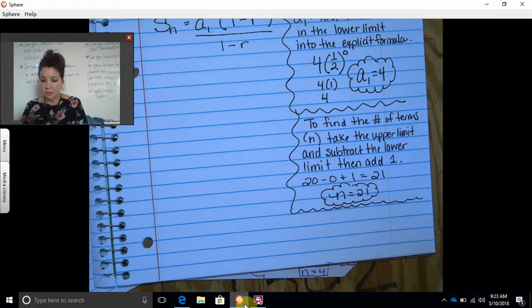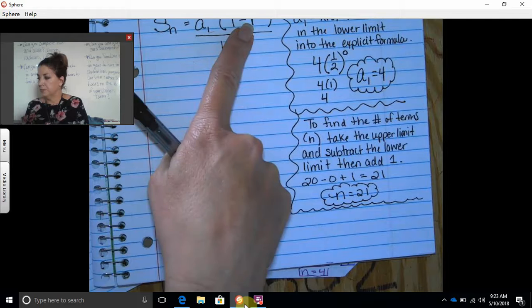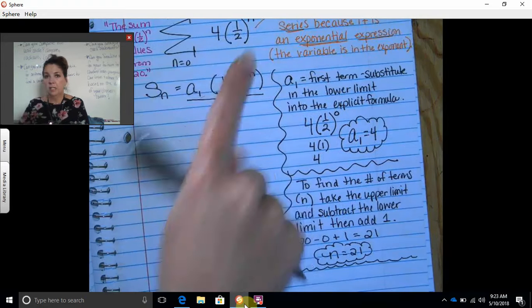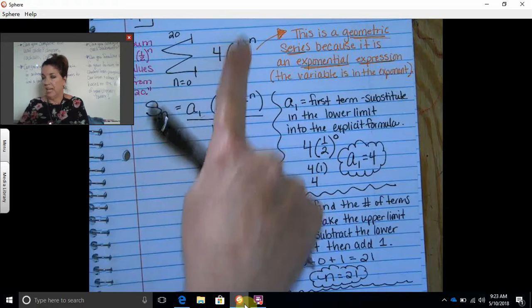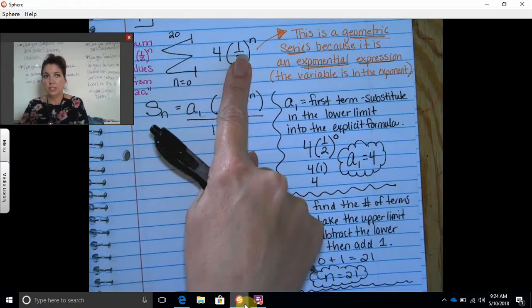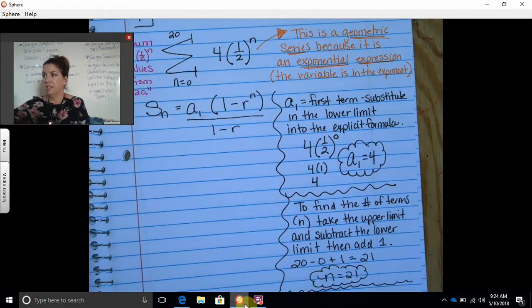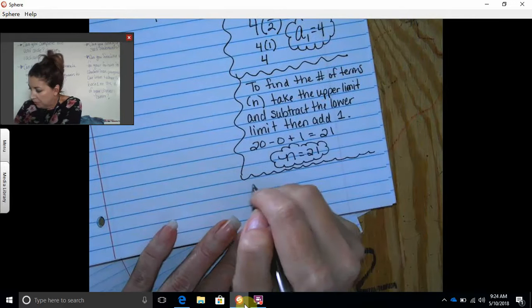Now you have to know what the common ratio is, which is r in our formula. So easy to find r. Basically, it's given to us in the explicit formula. In the explicit formula, the base, meaning whatever the number is that has the exponent, that's the common ratio. So if my first term is 4, I multiply by 1/2 to get the next term in the series, and again, and again. Okay, so that's easy.